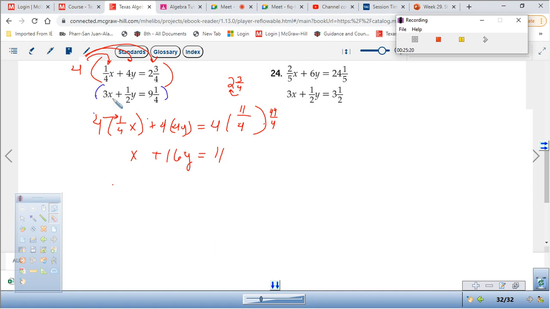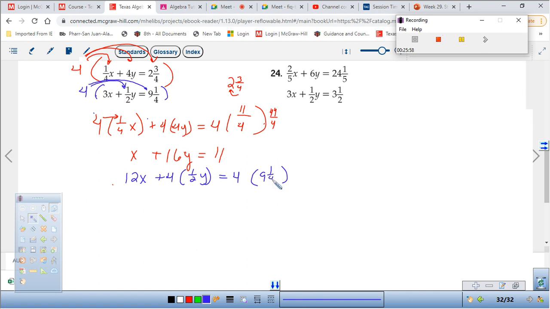Okay, let me come back to this one now. Now I have a 2 and a 4. So I would multiply by the least common multiple, lowest common denominator, which would be 4. So when I multiply this one times this one, it gives me a 12x. When I multiply this one times this one, it's going to give me 4 times a 1/2 y. And when I multiply this one times this one here, I'm going to have 4 times a 9 1/4.